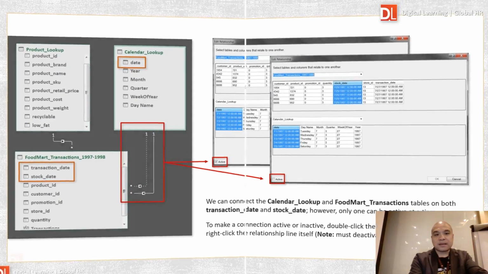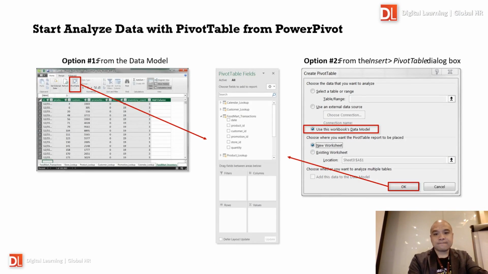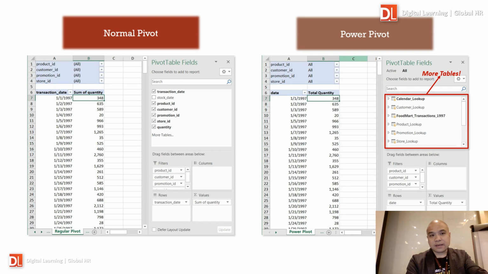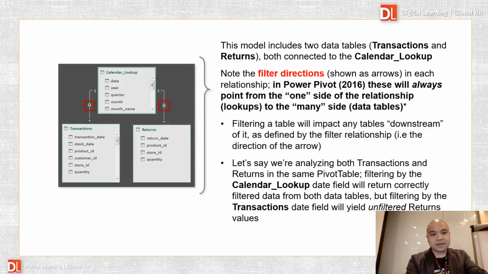Here is an example about the pivot table and normal pivot. For PowerPivot, we can handle more than one table. However, a normal pivot can only handle one table. And another very important thing I need to mention is the filter direction. Here is the arrow sign.